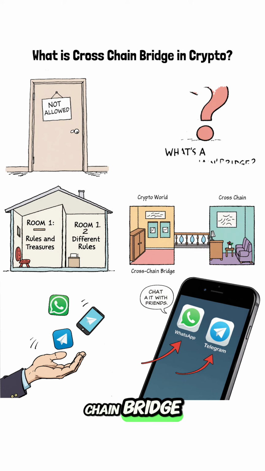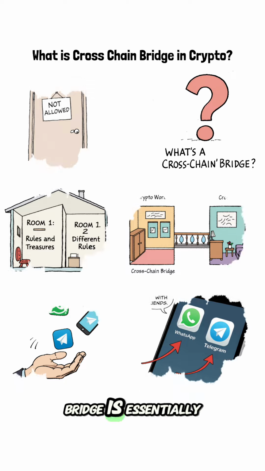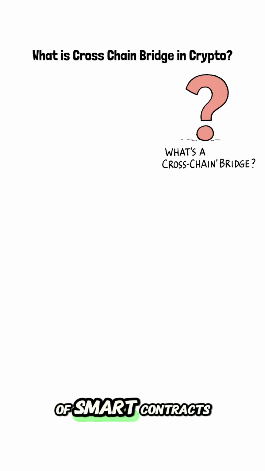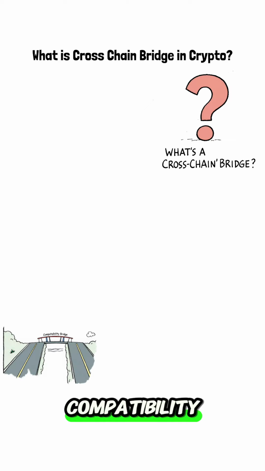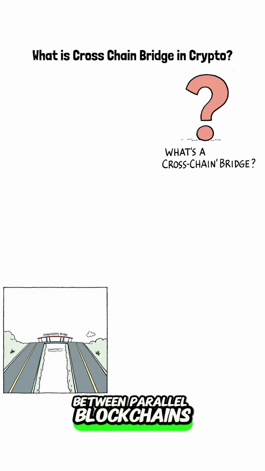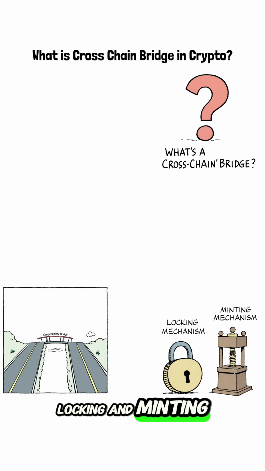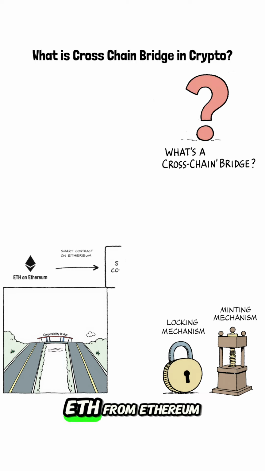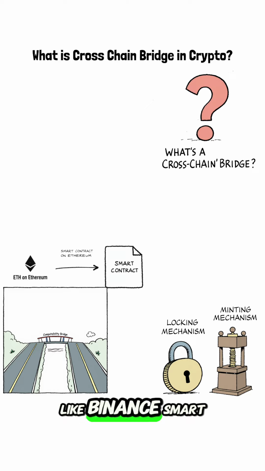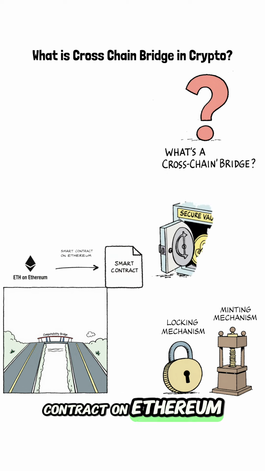What's a cross-chain bridge? A cross-chain bridge is essentially a protocol or a set of smart contracts designed to facilitate compatibility between parallel blockchains. Most bridges work through a mechanism called locking and minting. Here's how it breaks down. When you want to bridge, say, ETH from Ethereum to another chain like Binance Smart Chain, you first send your ETH to a smart contract on Ethereum.